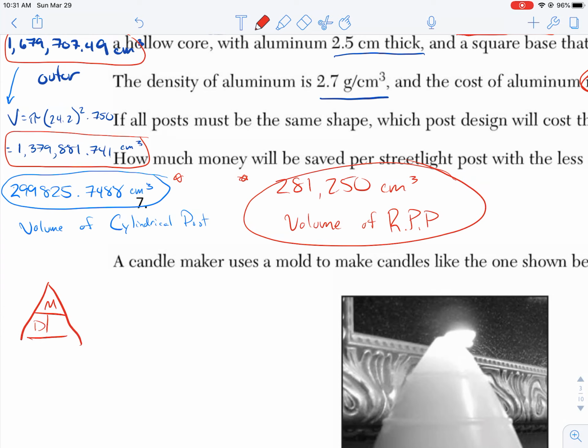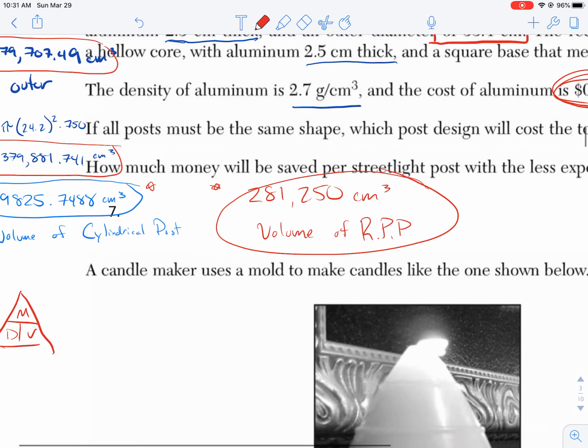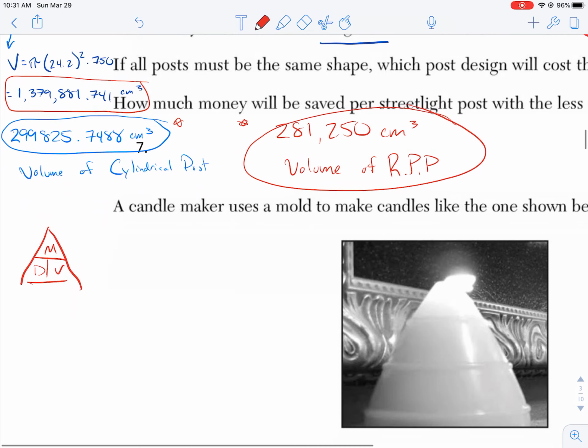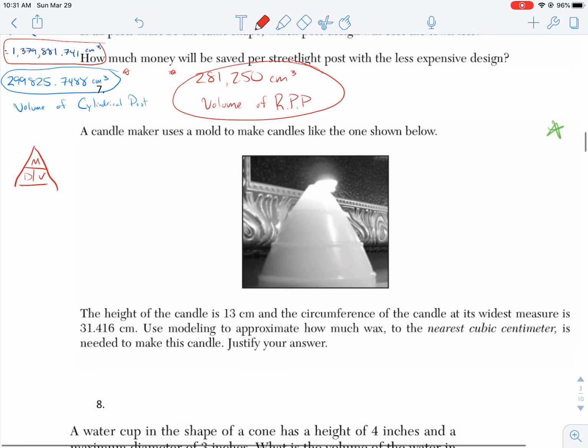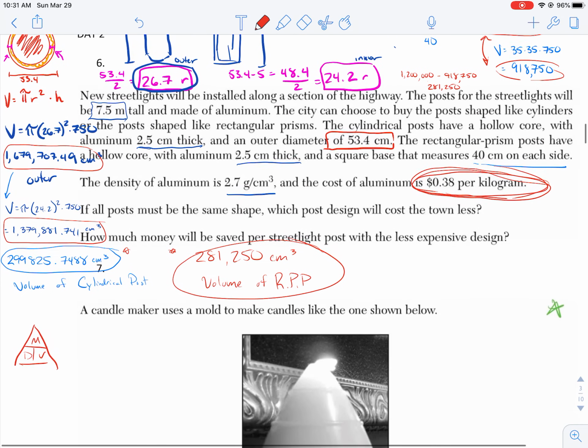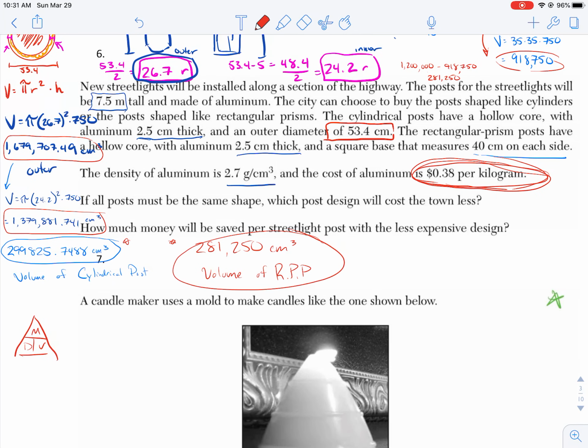Okay, so in order to find the mass, right, if you remember our triangle, MdV, right? So in order to find the mass, we gotta go density times volume. Okay, so we'll start with this one here. Not a whole lot of room here, guys. I apologize. Okay, let's start with this one right here.